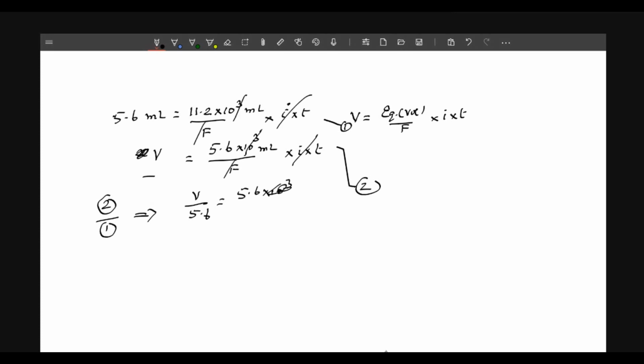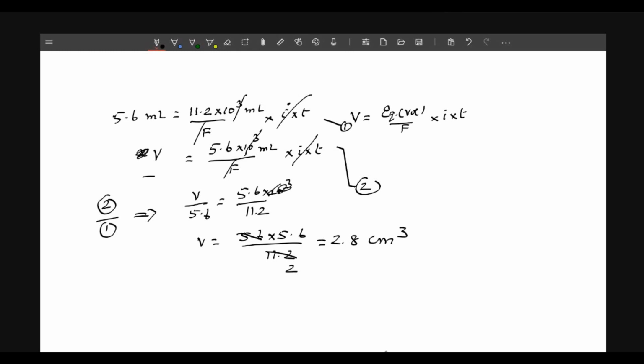Therefore, 5.6 divided by 11.2. Therefore, V is equal to 5.6 into 5.6 divided by 11.2. This and this 2, this would be equal to 2.8 centimeter cube. I think you understand this one. Sir, is there any shortcut method? Yes, there is definitely a shortcut method.